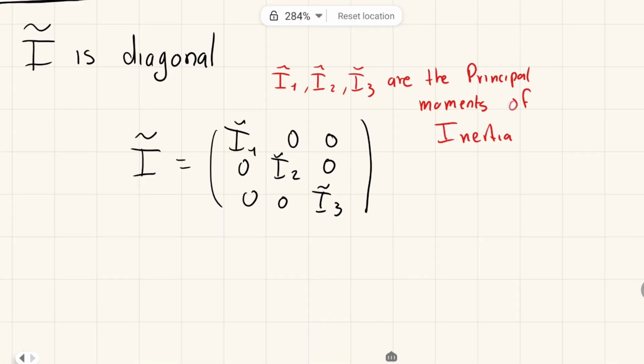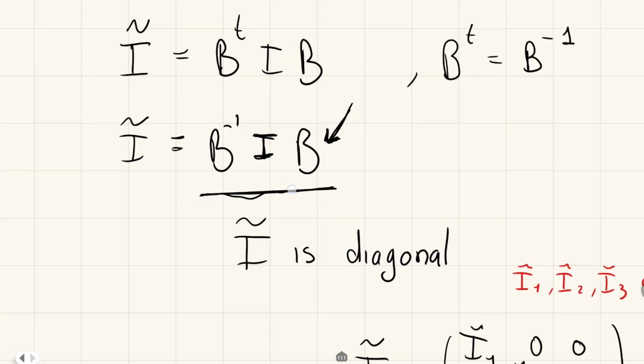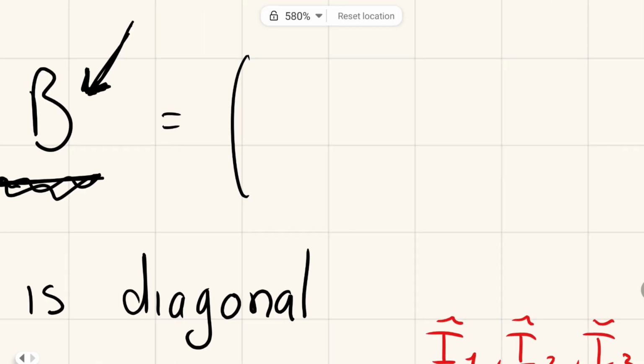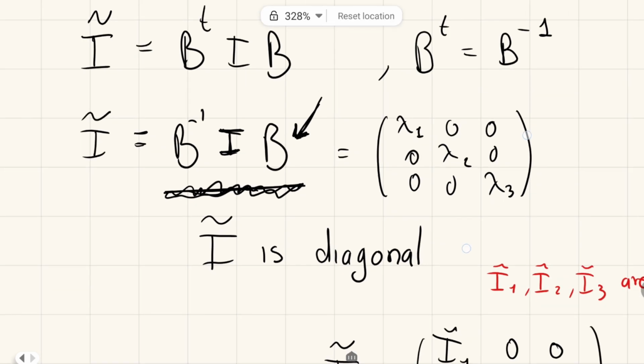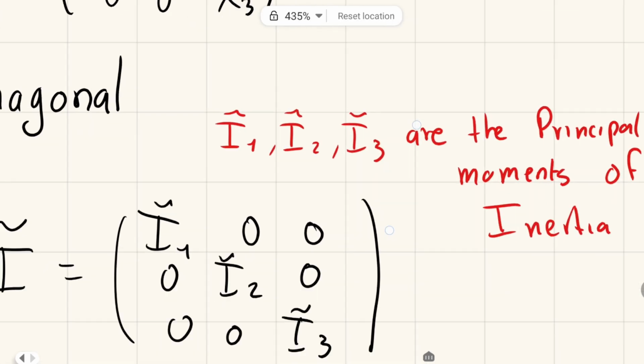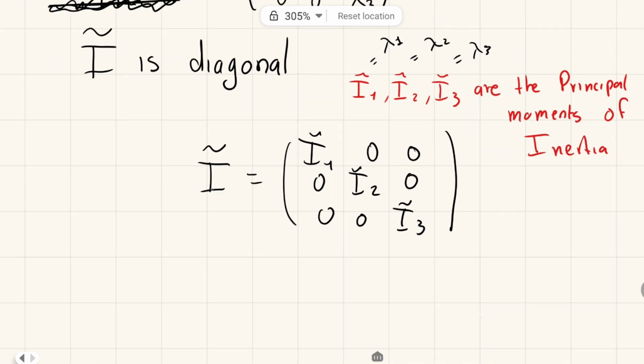Okay, so remember that if you develop this product in linear algebra, you get that the matrix you get is composed of the eigenvalues in the diagonal components, like this. So this is equal to I tilde. So that means that these elements that we have here are actually the eigenvalues of I. Okay, so that means that I tilde is a diagonal matrix and its components are the eigenvalues of the matrix I.